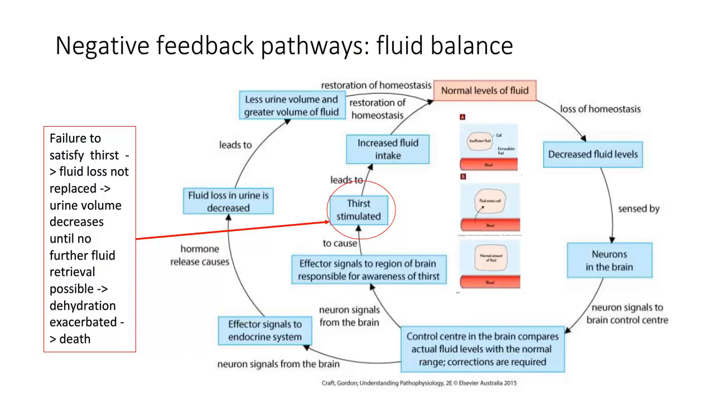So if there's a failure to satisfy the thirst, either because the person doesn't drink or because there's no available water to drink, or there's no available medic with a saline bag to put an intravenous drip up, then the kidneys will only replace for so long. At that point the blood volume drops, the intracellular volumes drop, the interstitial volumes drop, and it will lead to death. So let's now have a look at how the hormones work to help that process.